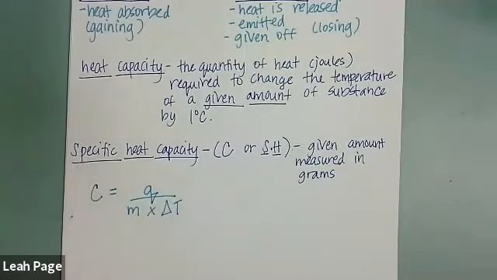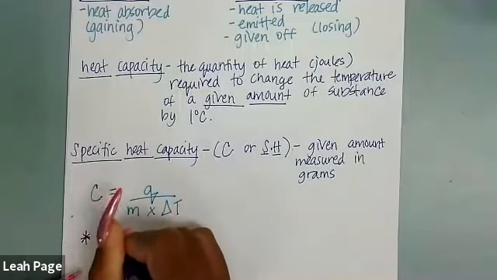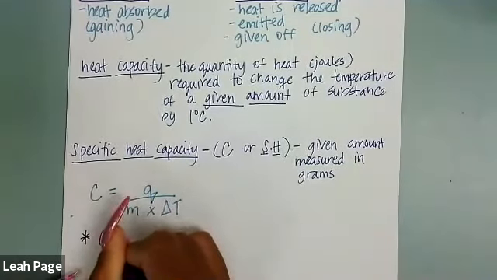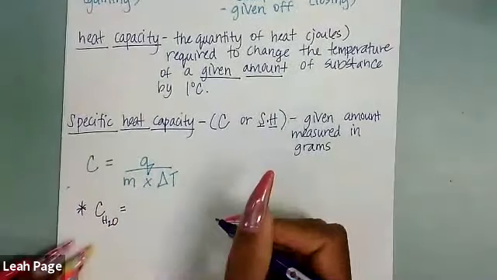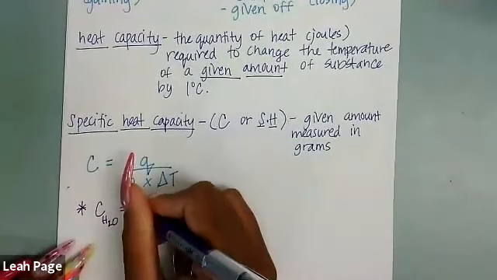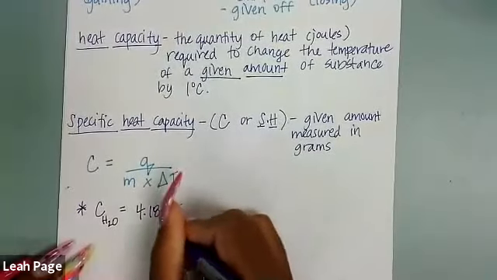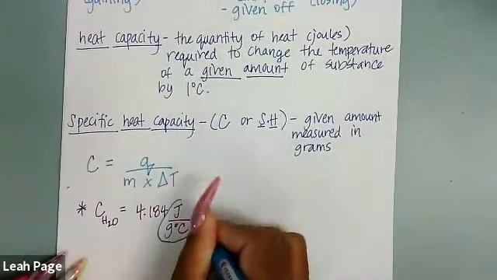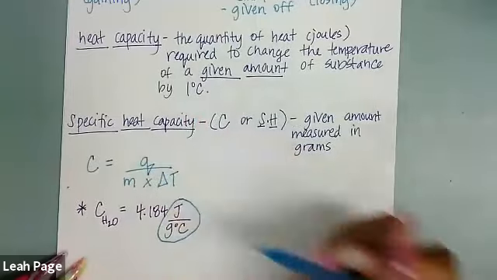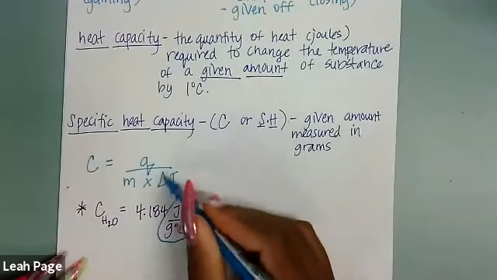Now, some stars that I want to write out: first off, when we talk about the specific heat capacity of water, just like we have to know the density of water is 1 gram per milliliter, we've got to know the specific heat capacity of water is 4.184 joules per gram degrees Celsius. This whole entire thing is 1 unit. Joules is for the heat. Grams is for the mass. Degrees Celsius is for the change in temperature.